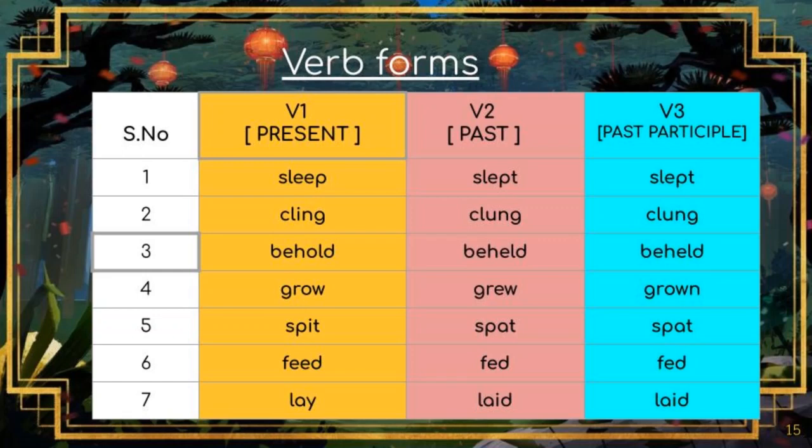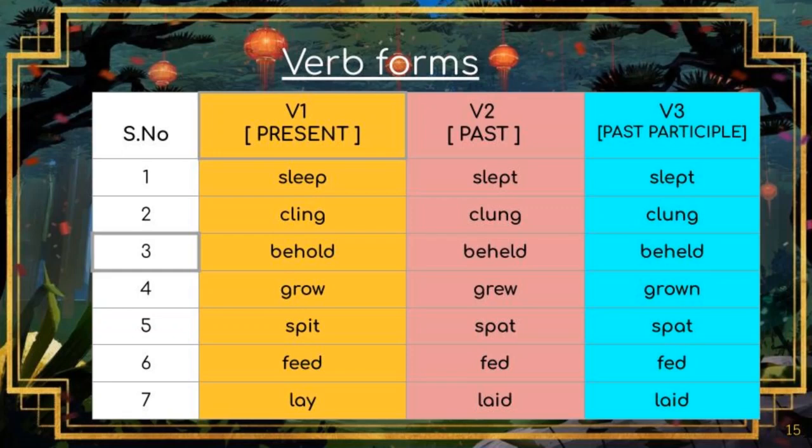Let us move to the third one. The present tense is behold. The past tense of behold is beheld. Past participle is also same, beheld. Let's move to the fourth one. The present tense is grow. The past tense of grow is grew. The past participle of grow is grown. Let's move to the fifth one. The present tense is spit. The past tense of spit is spat. V3 is also spat.